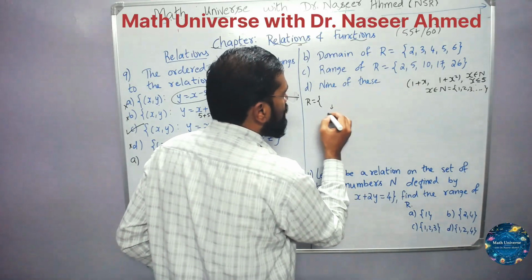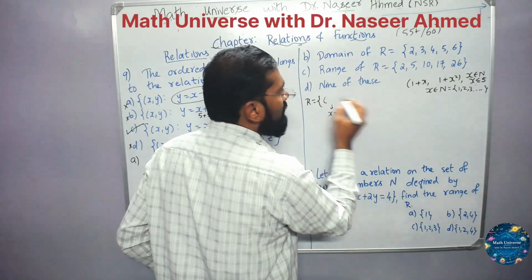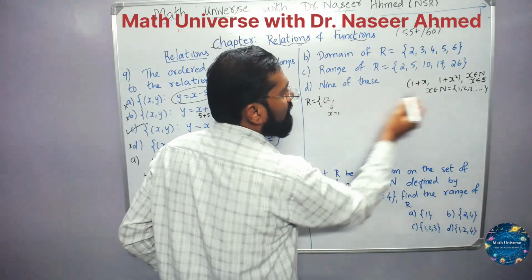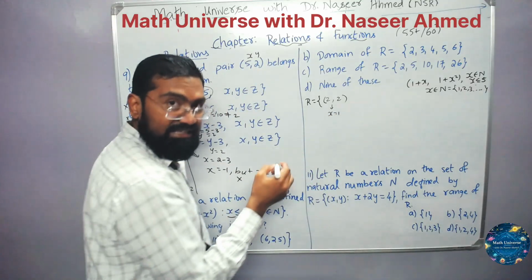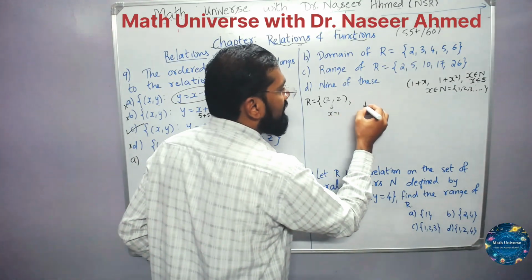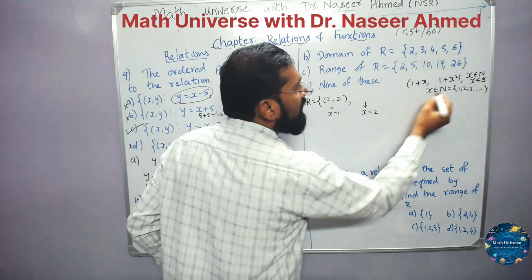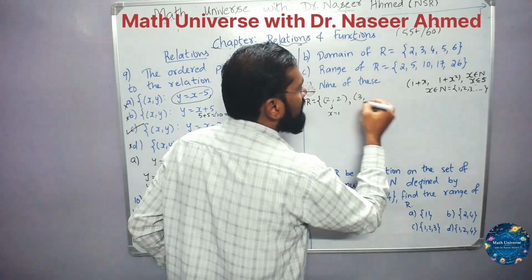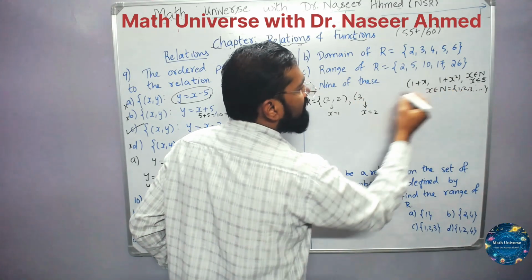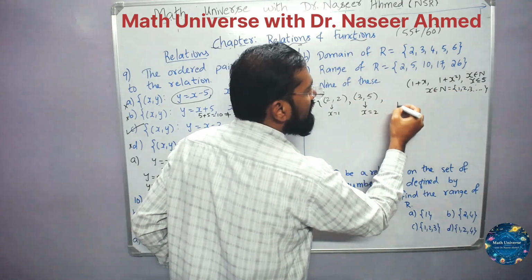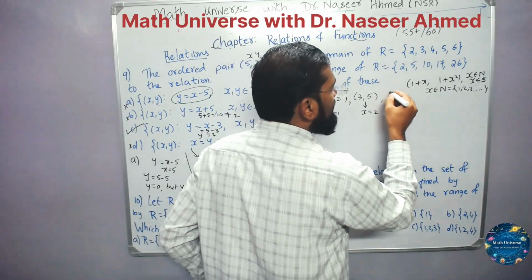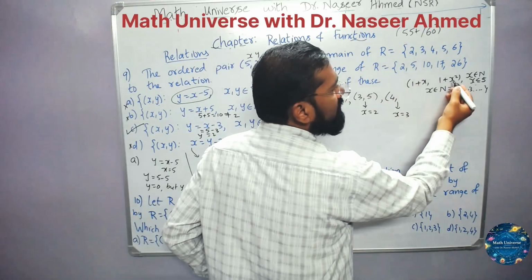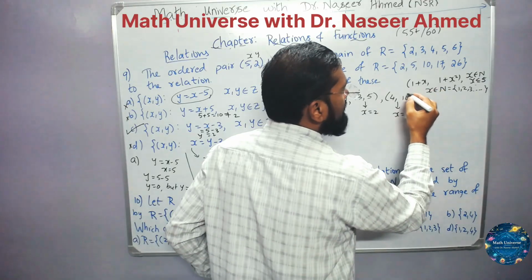For x is equal to 1, I am writing the ordered pair. 1 plus 1 is 2, comma, x is equal to 1, 1 square is 1, 1 plus 1 is 2. I hope this point is clear. Next, for x is equal to 2, 1 plus 2 is 3. x is 2, 2 square is 4, 4 plus 1 is 5. Then x is equal to 3. 1 plus 3 is 4, and x equal to 3, 3 square is 9, 9 plus 1 is 10.